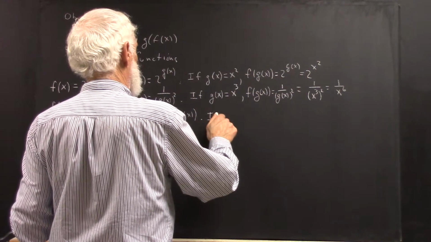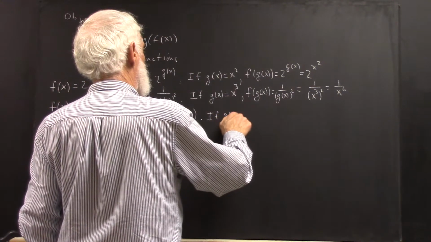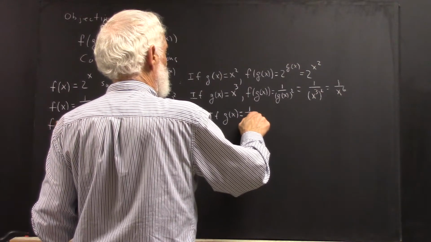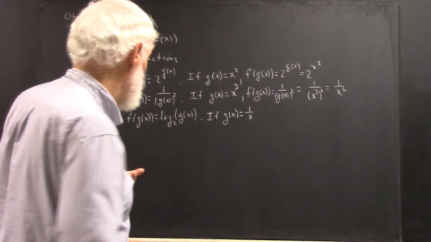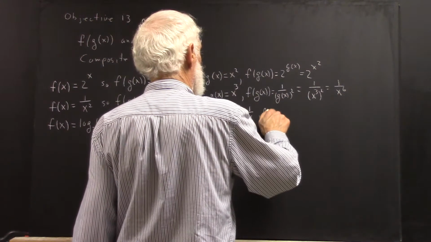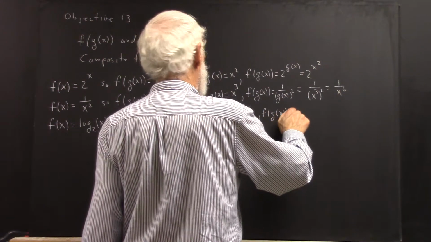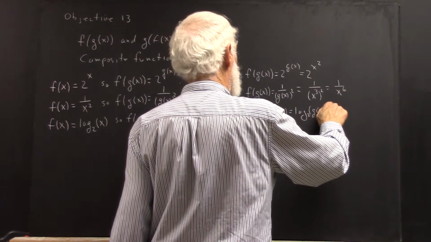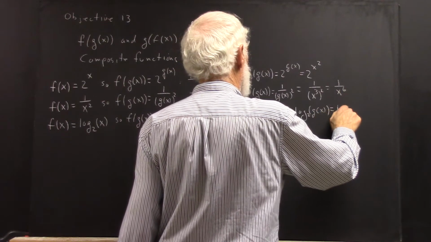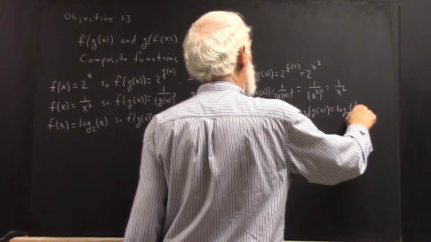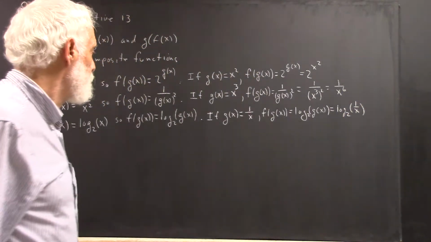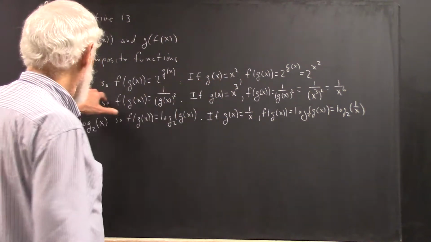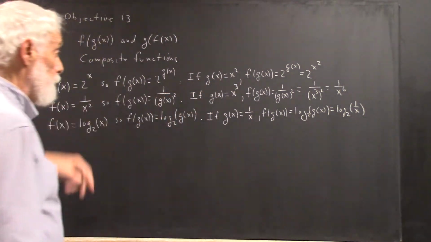Now, let's take the log function. If g of x equals, let's say, the reciprocal function, 1 over x, then f of g of x equals log base 2 of g of x, which is log base 2 of 1 over x. Okay, now we've done f of g of x for each pair of functions.